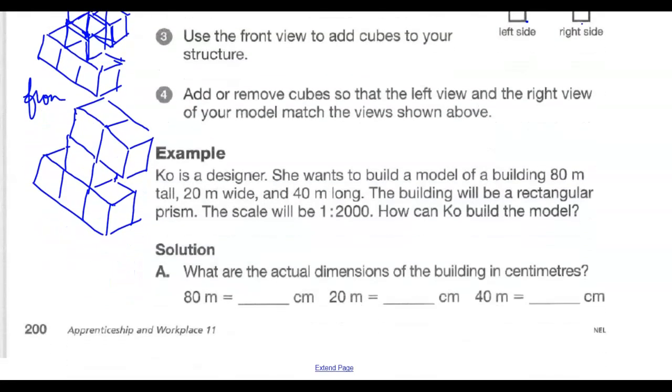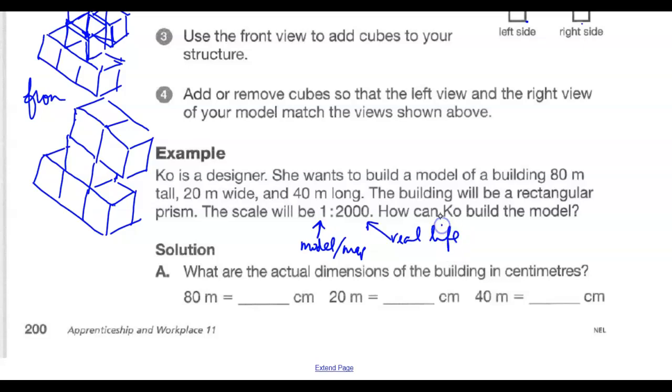All right, next one. Co is a designer. She wants to build a model of a building 80 meters tall, 20 meters wide, and 40 meters long. The building will be a rectangular prism. The scale will be 1 to 2,000. How can Co build the model? So we're kind of working backwards now. So with scale, remember this is on the model or map, and this is real life.